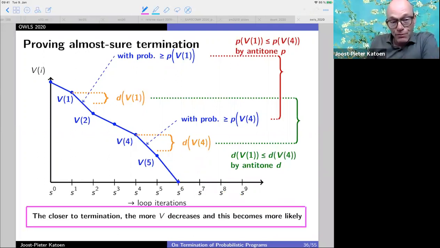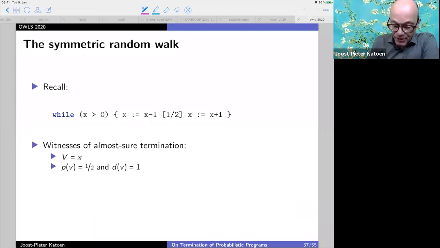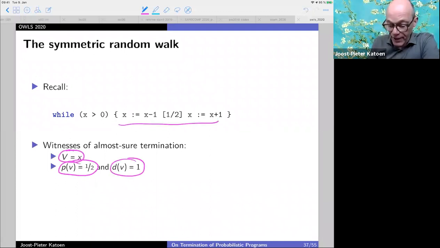So to put it in one line, the proof rule says the closer to termination, the more V decreases and this becomes more likely. That's what the proof rule says. So let's look at the symmetric random walk example we had before. How to prove termination? V is x, P is a half, a constant, and D is 1, because we see from the code directly that in every iteration, with probability at least half, we will decrease by at least 1. And it's easy to check that these three things fulfill all the constraints of the proof rule, and that ends the termination proof.